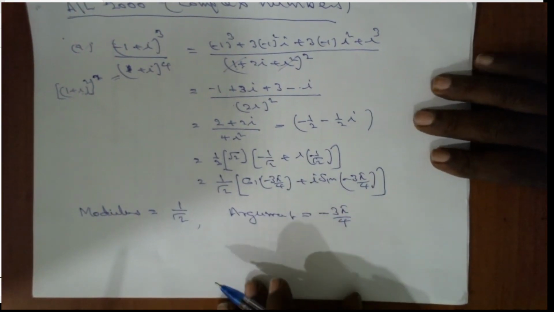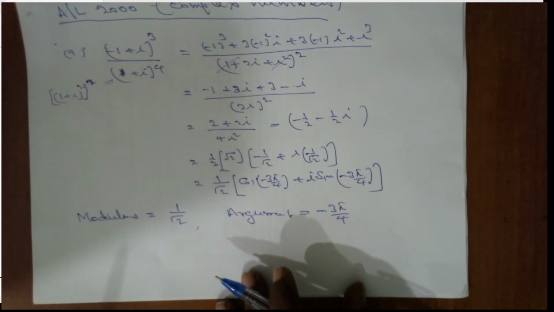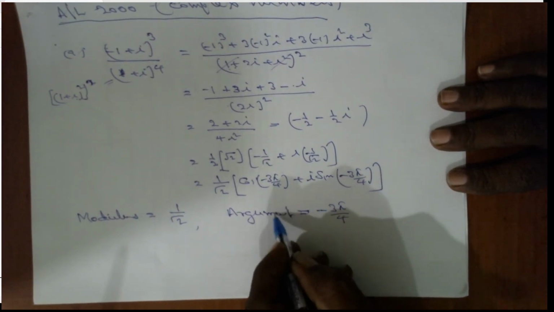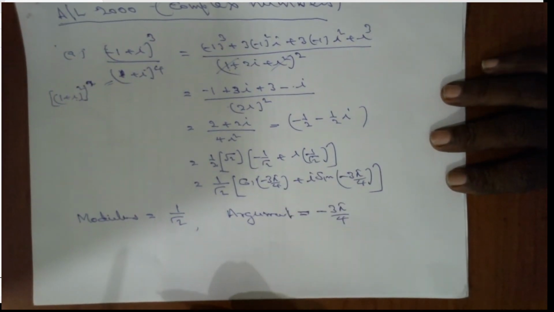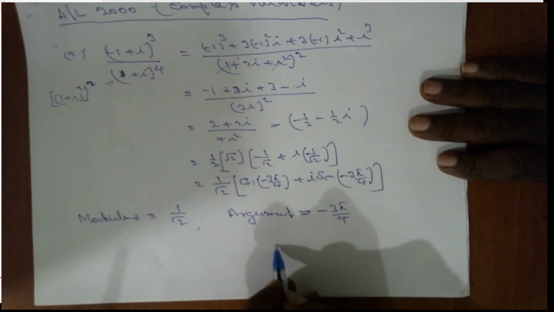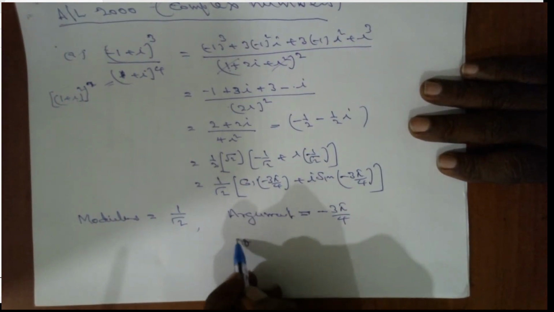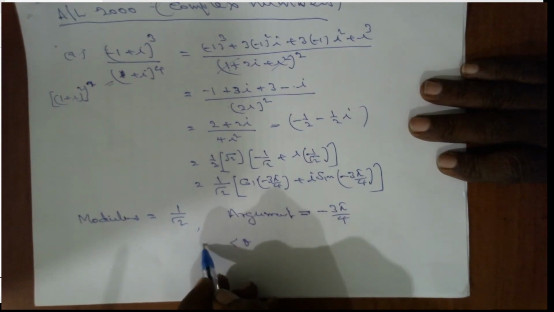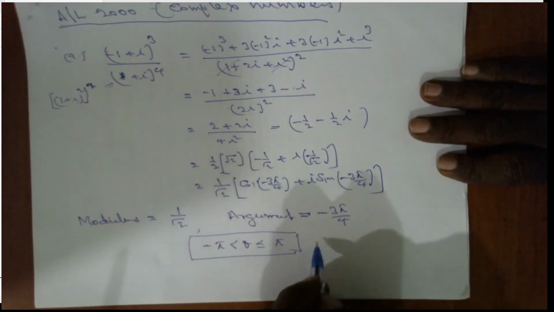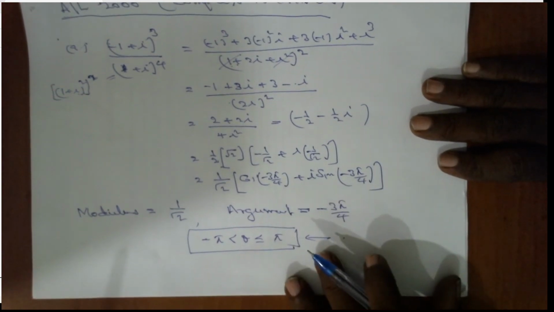So this is a principal argument, but you can give any argument in this case because they are not specifying whether it is principal argument or not, right? But this is a principal argument. The principal argument of a complex number, theta, is always greater than minus pi and less than or equal to pi, right? So this is the range of principal argument.